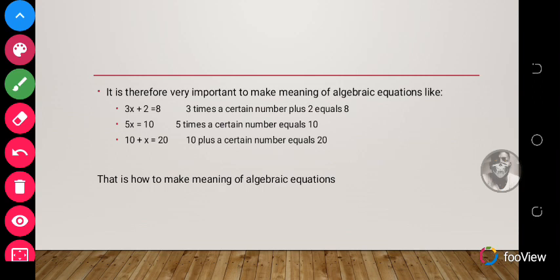The second one is 5 times a certain number is equal to 10. What number is that? 2. And the third one is 10 plus a certain number is equal to 20. What number is that? The number is 10. That is how to make meaning of algebraic equations, because these equations can be read in word form.